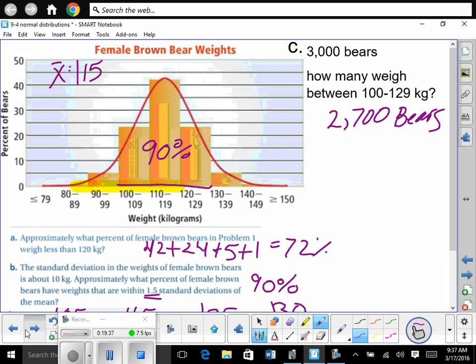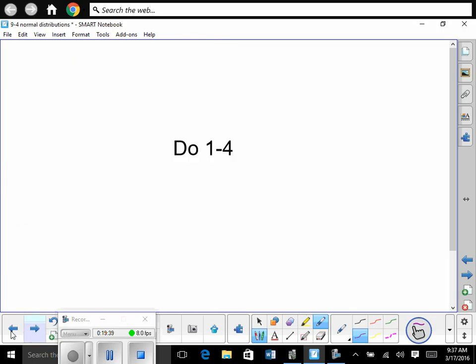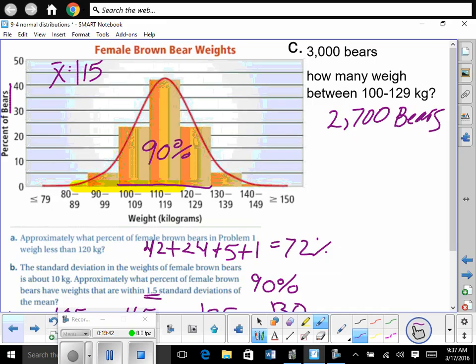Okay, sweet. So do 1 through 4. You're going to be doing the exact same thing we just did here. You're using these percentages on the side.